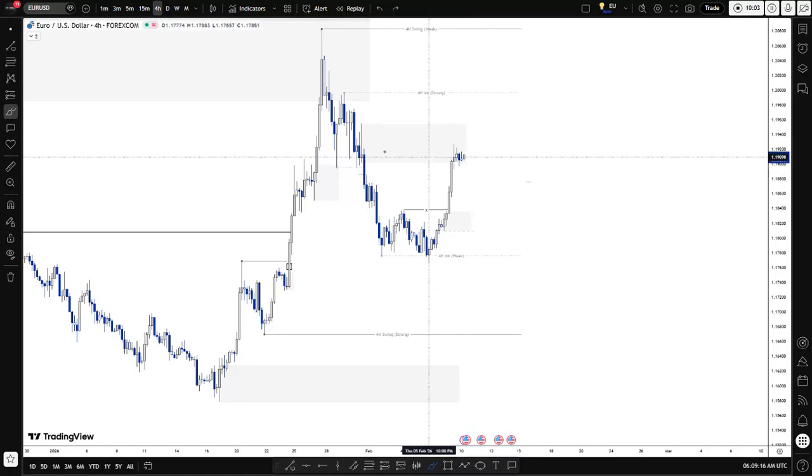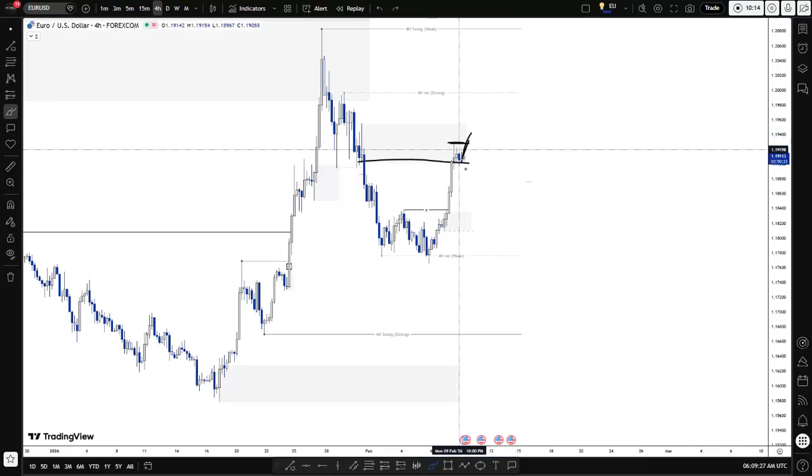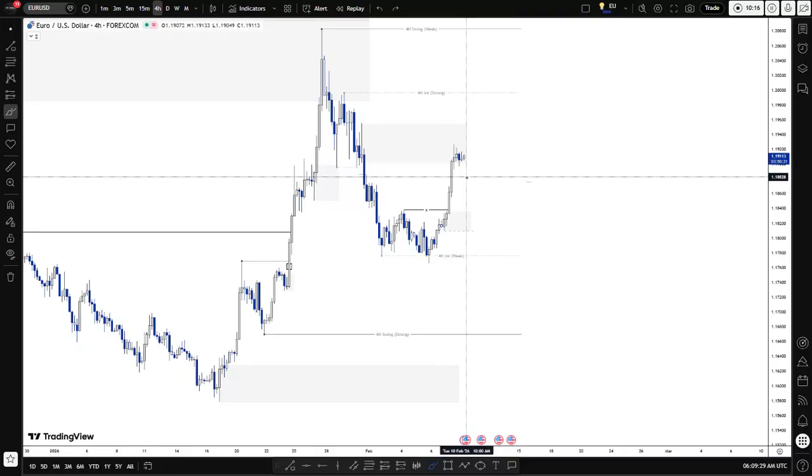So even for this supply to fail now during London, to get the failed reaction, it means price will need to break and close above this weak fractal high. That will be the end of the London session. So for that to play out, I'll need it to play out during the New York session.